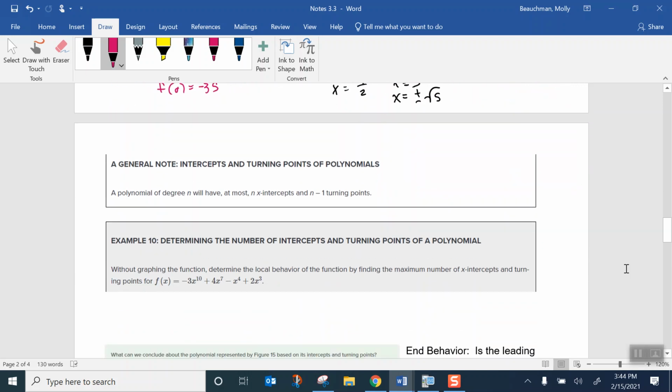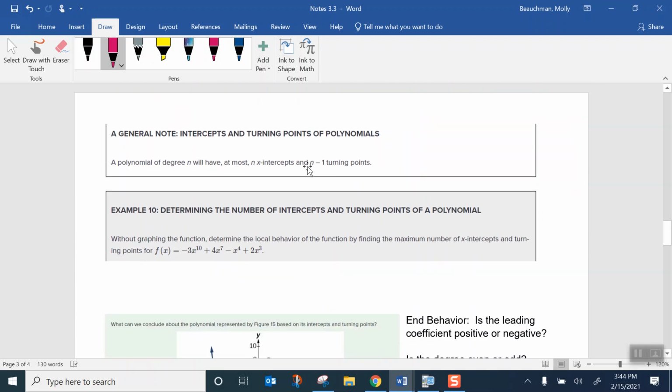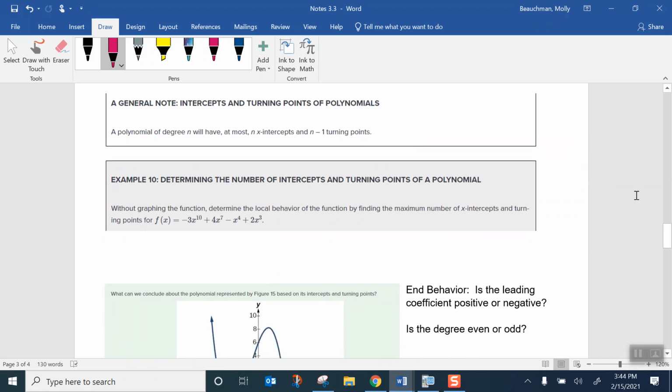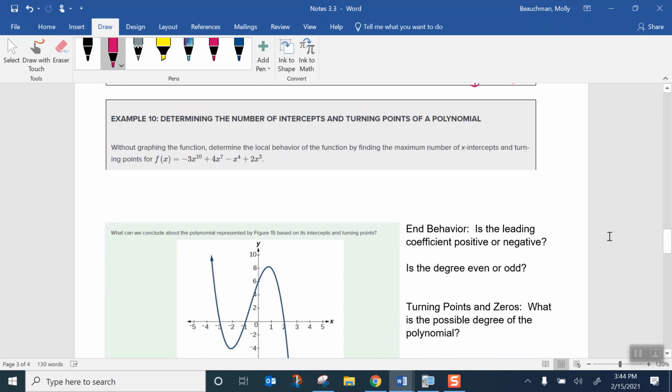Okay? And then we'll also have at most n minus 1 turning points. So an x cubic looks something like this. This is a turning point, turning point. It has at most 2, 1 less than the degree. So you'll have questions that ask you, without graphing, determine the local behavior of the function by finding the maximum number of x-intercepts and turning points.